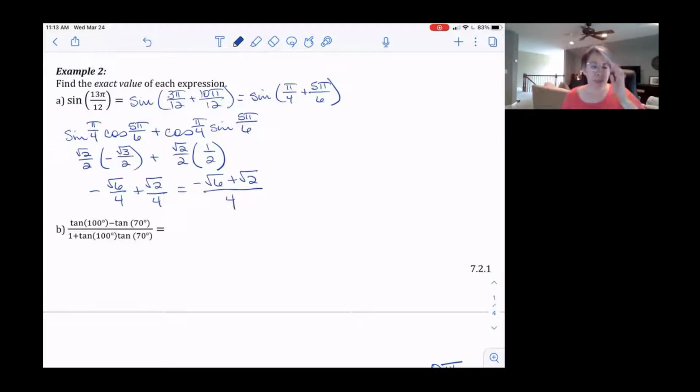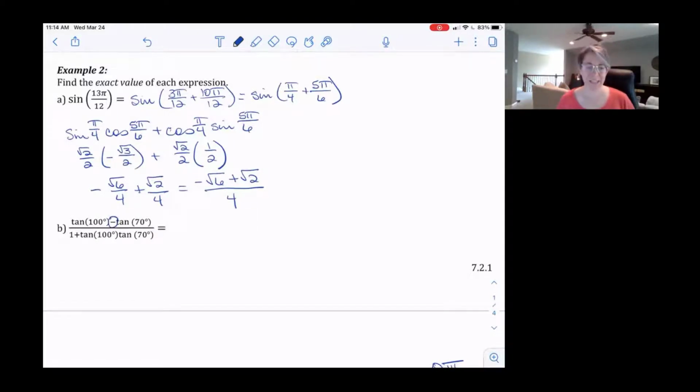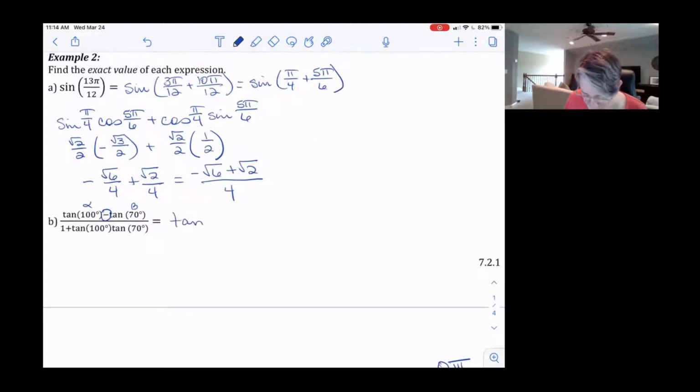Now with our second problem, with our tangent, notice it's not giving us one angle, it's actually giving us the right-hand side of that identity. Our top here is a difference, and remember that sign is the same. So we know that we have the difference of those two angles. Alpha is our 100, beta would be our 70. So this is equivalent to the tangent of 100 degrees minus 70 degrees, which would be the tangent of 30 degrees. And if you don't know that off the top of your head, remember tangent is sine divided by cosine.